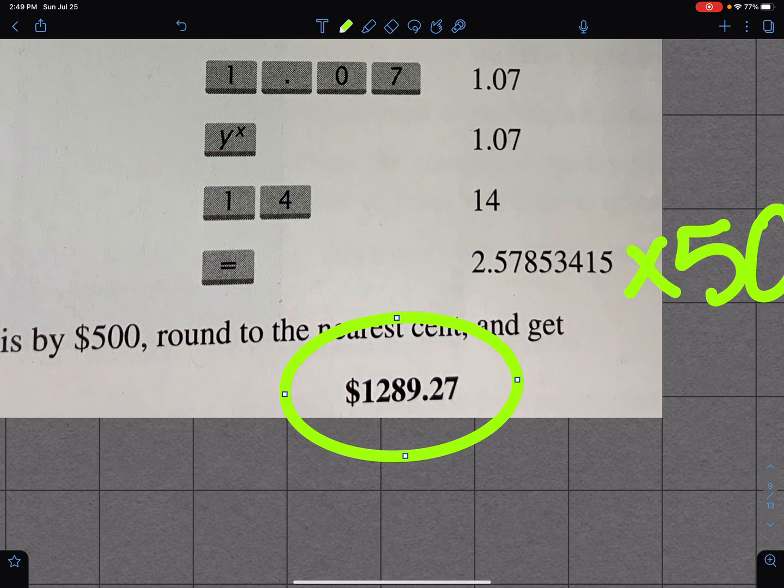Now, they could also ask you, which they did ask you, 2 questions in this example. The first one was, how much money did he have after 14 years? And the second one was, how much interest did he earn? So how much interest did he earn? This is the total amount that he has after 14 years. So all you have to do to figure out how much interest he earned is to just subtract $500 from this.